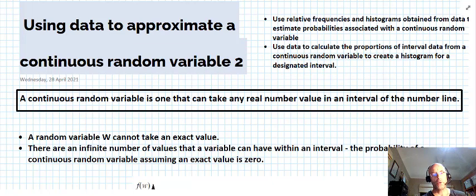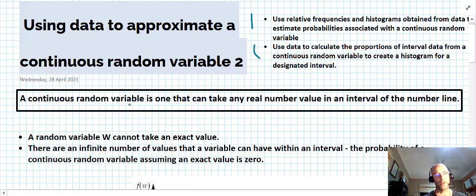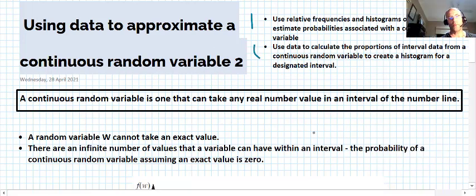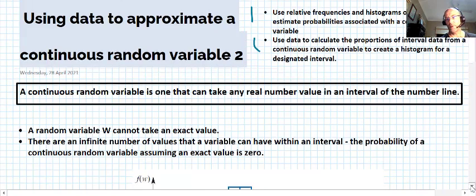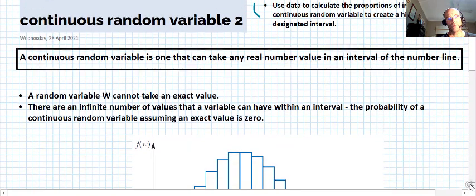Okay, number 2 video for using data to approximate a continuous random variable, and we have the same learning goals as last video. Make sure you watch that one, and remember, a continuous random variable is one that can take any real number value within a certain interval.